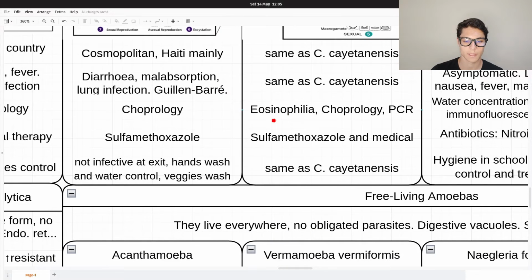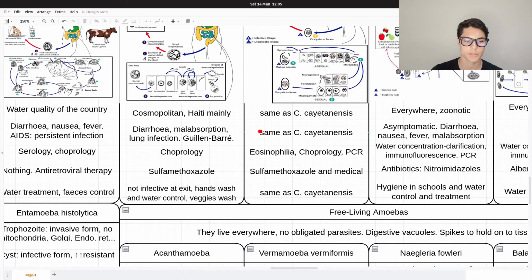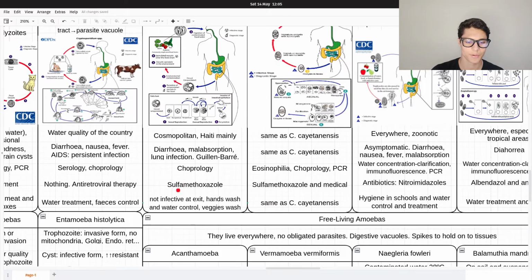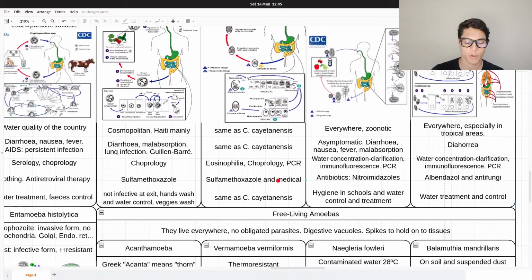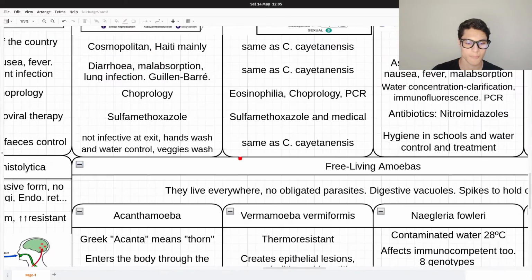And the diagnosis is coprology, and in the case of Cystoisospora, we have also the eosinophilia and the PCR. For both of them, we have the sulfamethoxazole, and in case of the Cyclospora, we have the medical treatment, the specific medical treatment for Cyclospora.